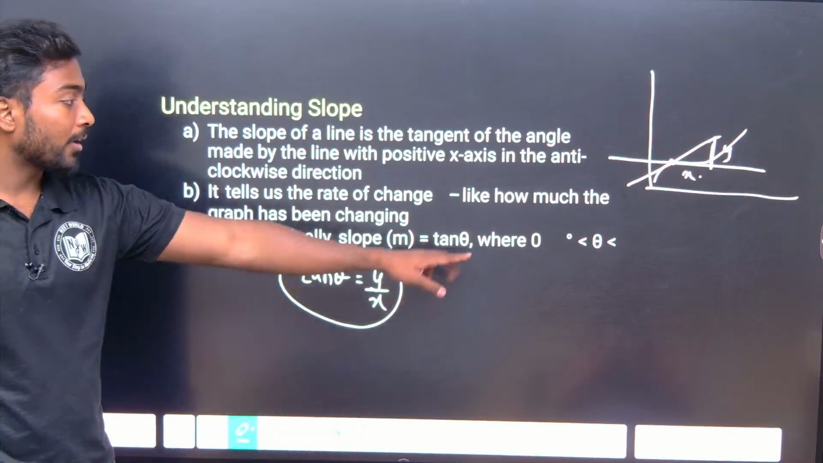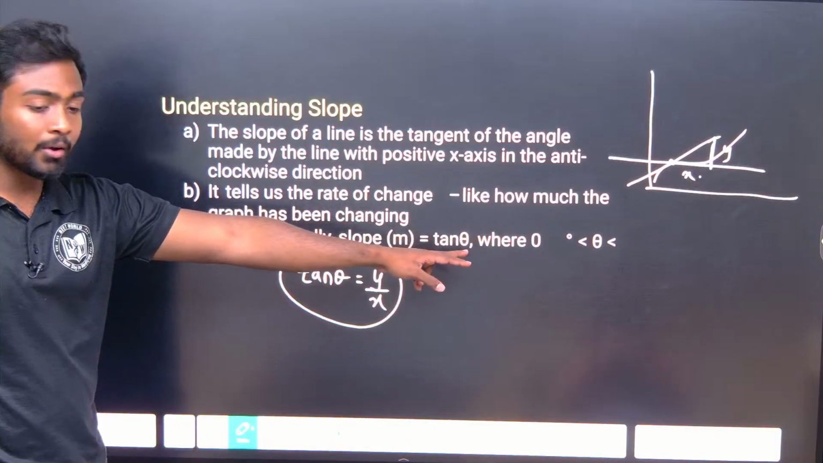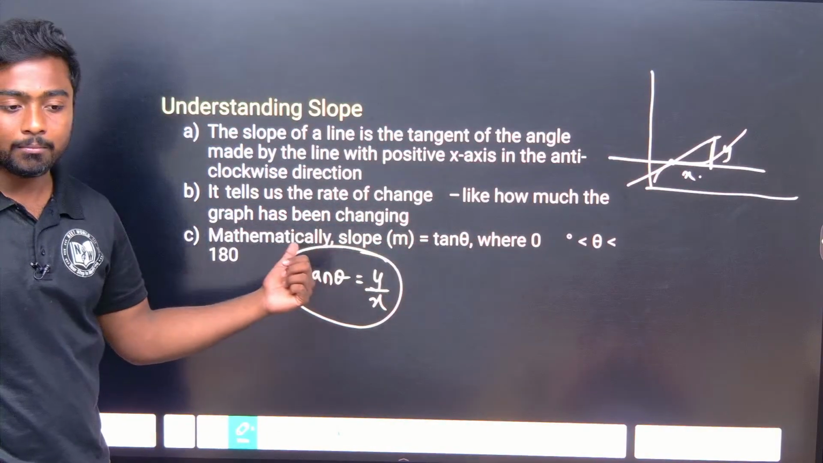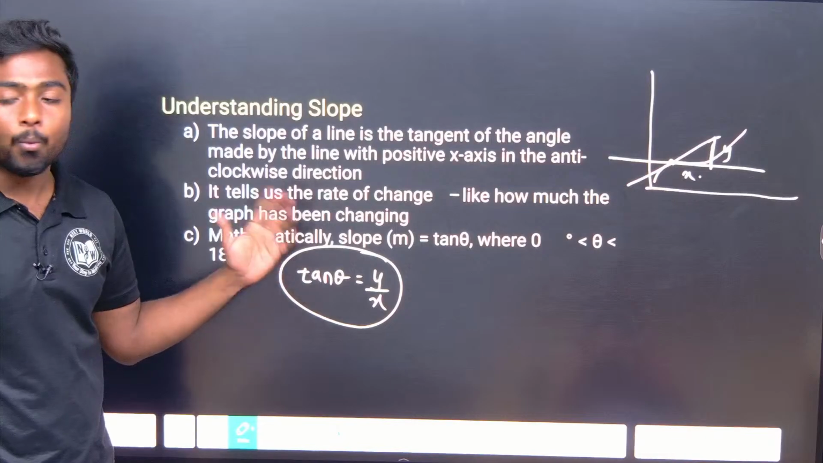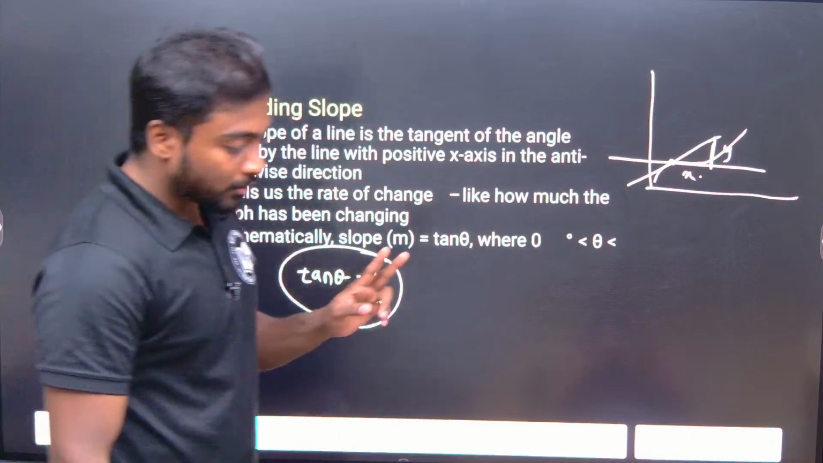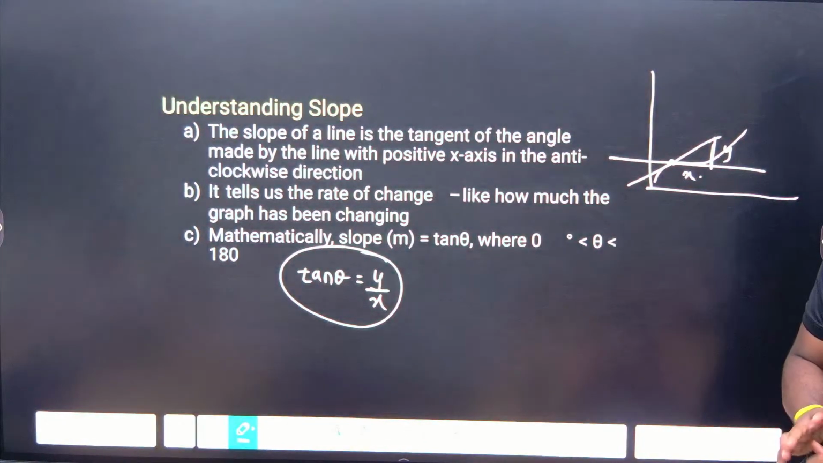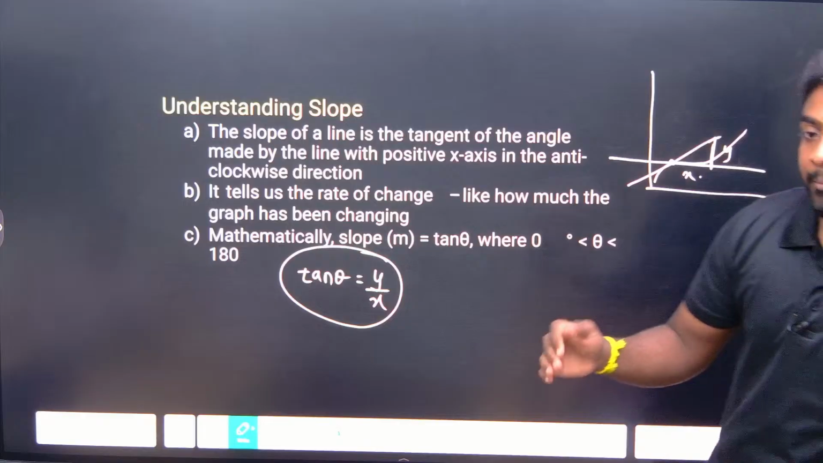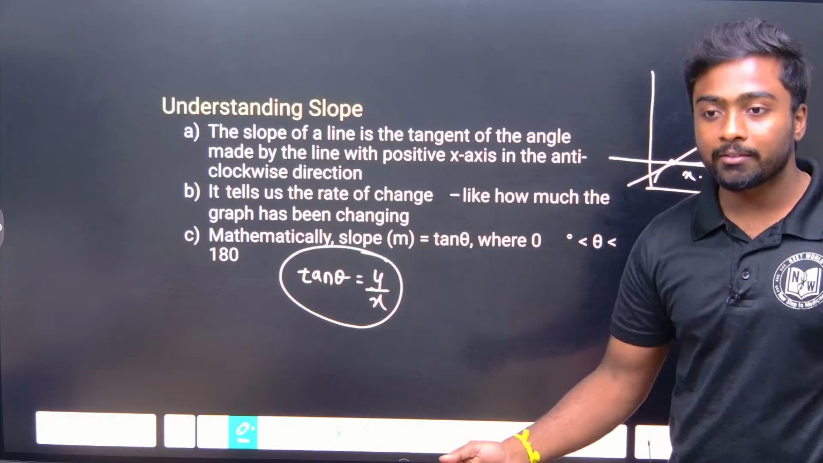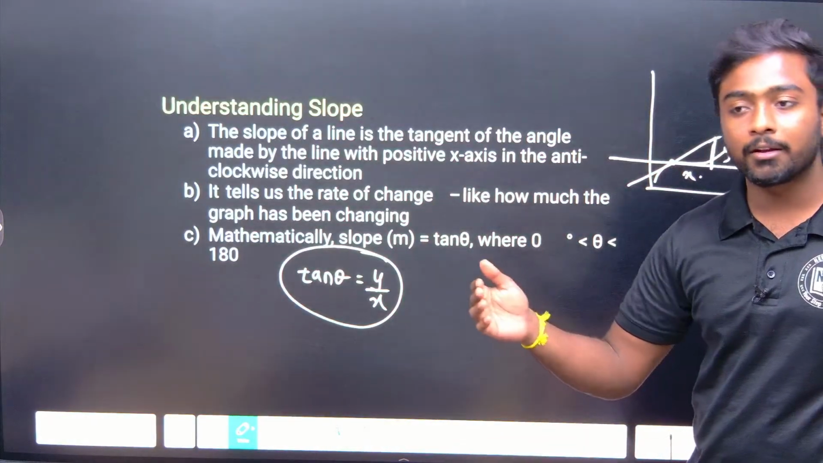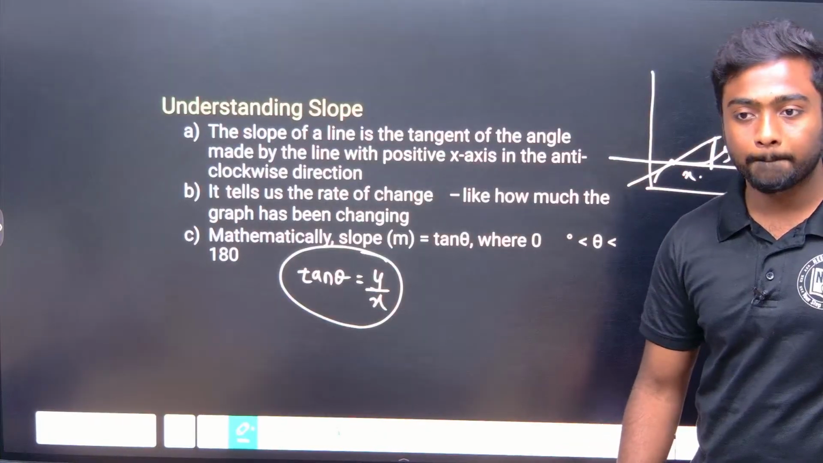And one more thing: theta will be greater than 0 and less than 180 degrees. So here we need to understand whether theta is increasing or decreasing, which means whether the slope is increasing or decreasing. Okay, the main concept is whether the slope is increasing or decreasing. Slope increasing or decreasing means speed is increasing or decreasing, it is getting accelerated or decelerated, we can say. Okay.